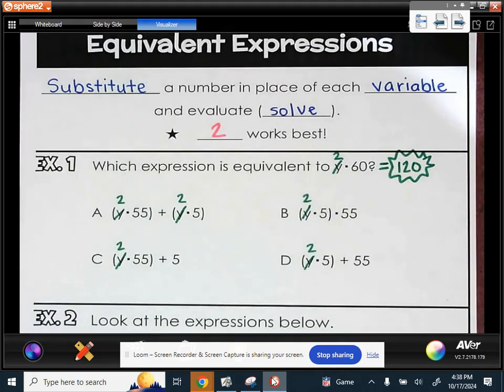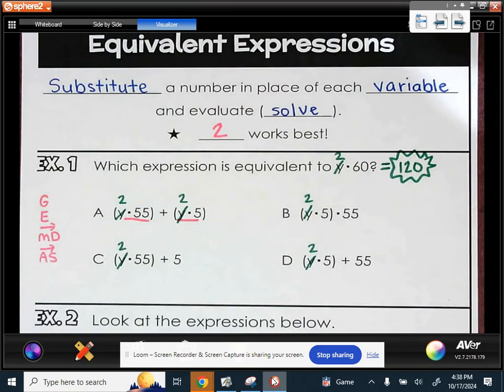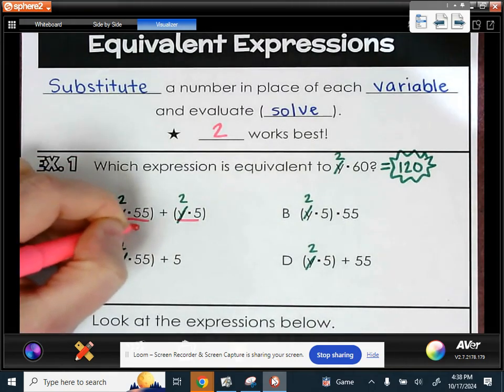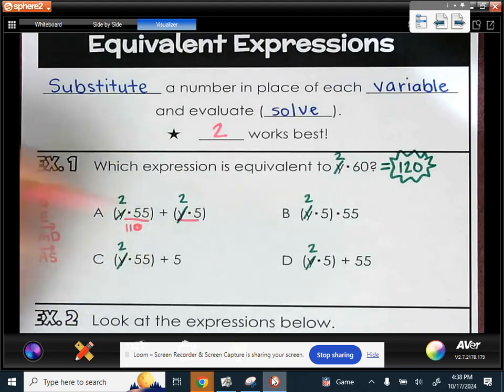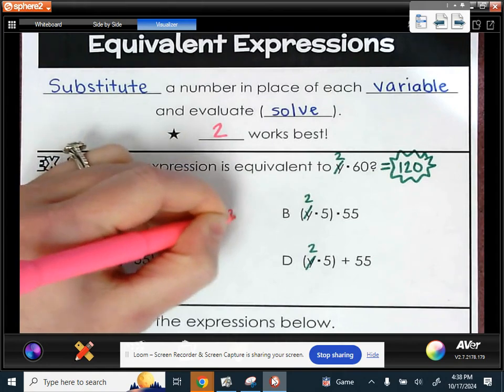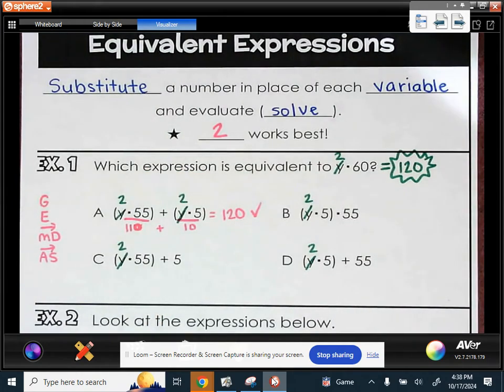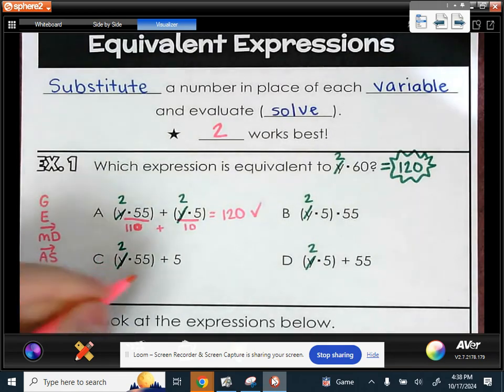You do have to make sure that you're following the order of operations whenever you're solving these. So it might help you to write GEMDAS out to the side. So we're going to need to do anything that's in parentheses first. So 2 times 55 is 110, and 2 times 5 is 10, and then we can add those together, and that equals 120. That's the number we were looking for. So that's probably our answer choice, but you want to make sure to work out all of them, because sometimes people get 2 that they think are the right answer, and that tells them they definitely made a mistake.